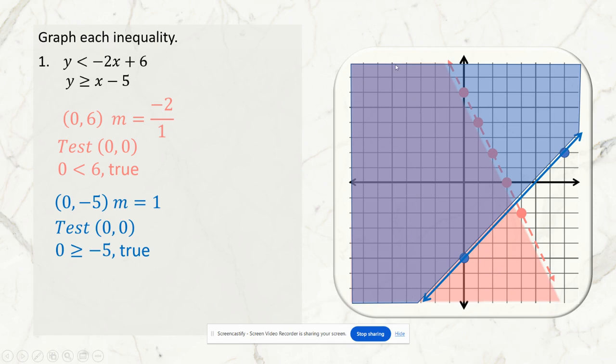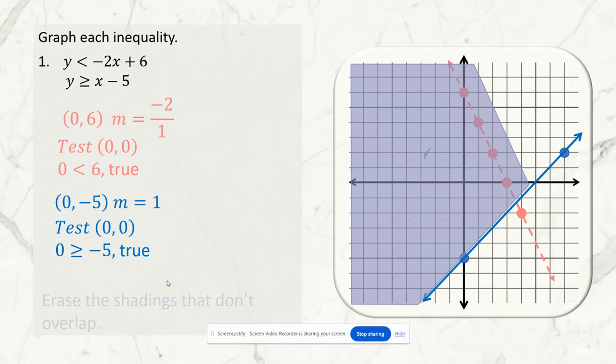Okay, that's the overlap. It's kind of making a purple there. But there's also this blue area and the salmon area. Well, the next part, number 3 of what our initial 3 main points said today, was to erase the shadings that don't overlap. Okay, so that's what this step is showing right there.